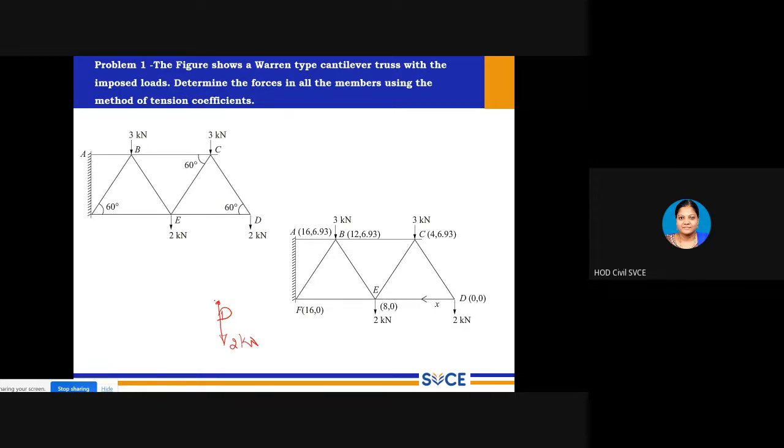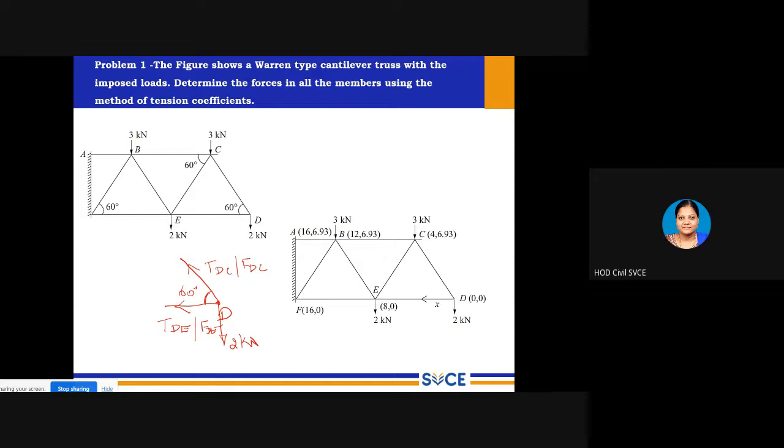And apart from this, you have the two members like this. So what is this member force? TDE or FDE, whatever. Okay. And this is TDC or FDC. Okay, and what is this angle? What is this angle given? 60 degree. Yeah, 60 degree.